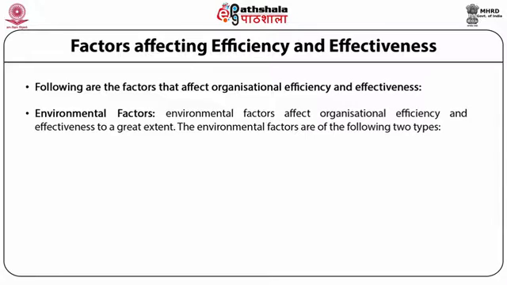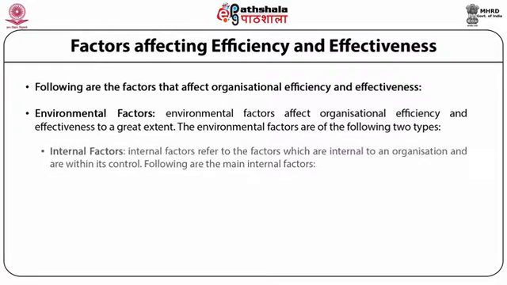Environmental factors affect organizational efficiency and effectiveness to a great extent. As we know, the environmental factors are of two types: internal factors as well as external factors. Internal factors refer to those factors which are internal to an organization and are within its control. So there are so many internal factors, like the value system of an organization.